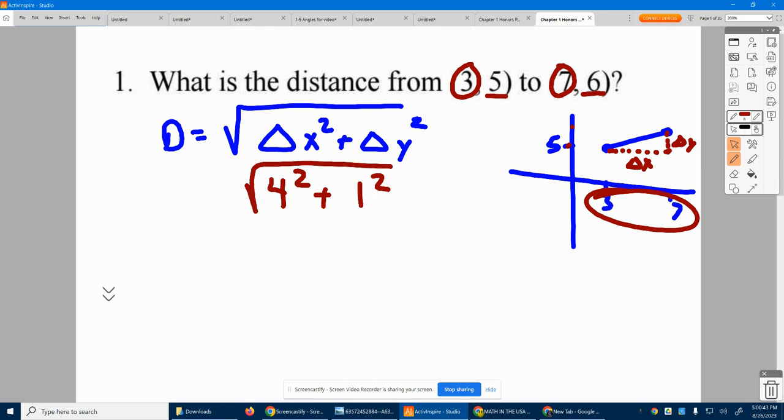And then we take the square root of it because the Pythagorean theorem states this leg squared plus that leg squared equals the hypotenuse c squared. And that's where it all comes from.